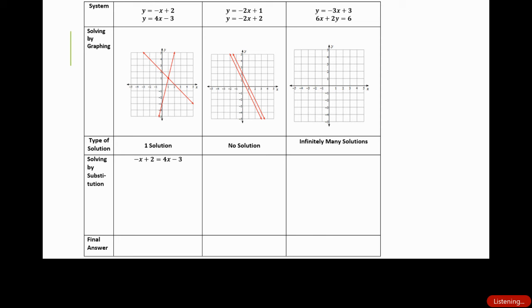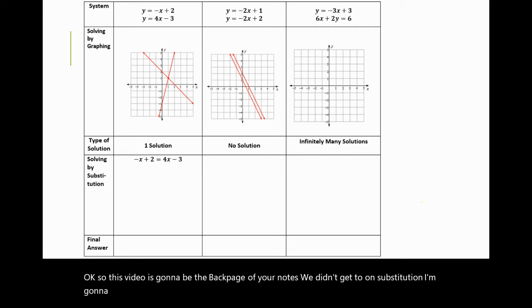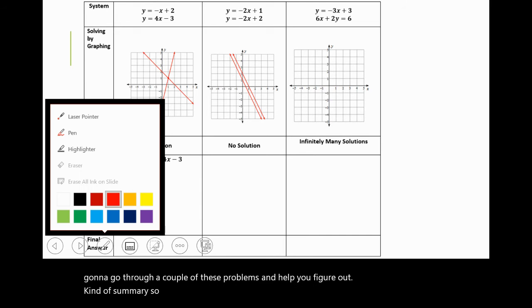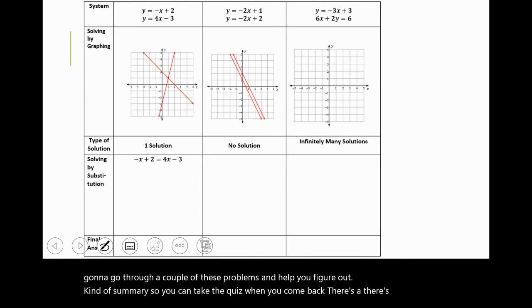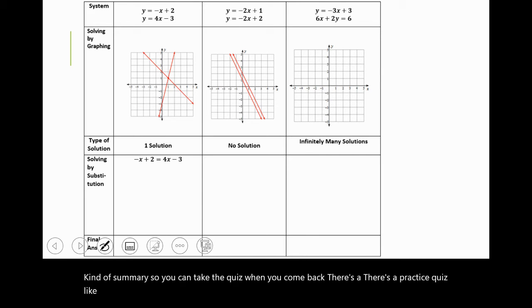Okay, so this video is going to be the back page of your notes we didn't get to on substitution. I'm going to go through a couple of these problems and help you figure out kind of a summary so you can take the quiz when you come back. There's a practice quiz, like a homework assignment for your e-learning.